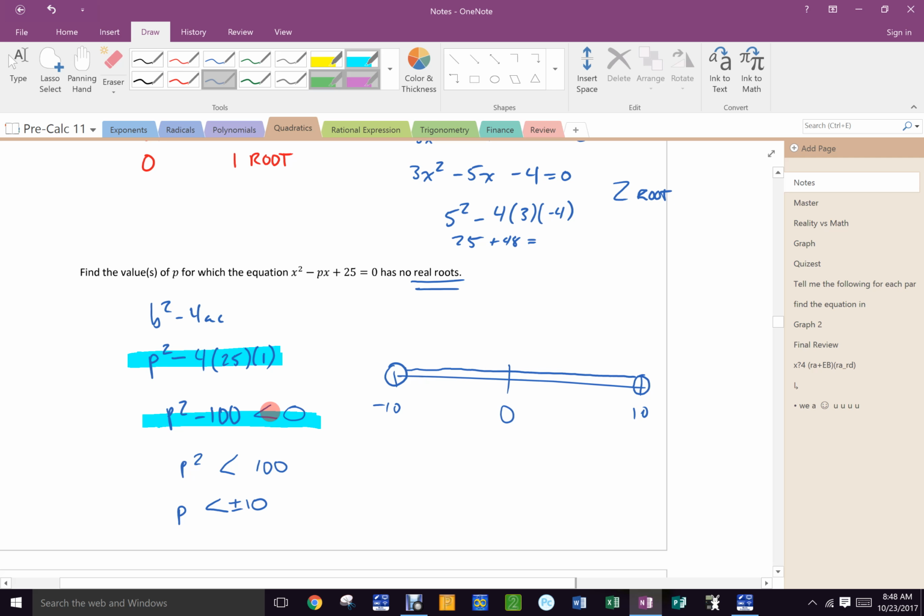You recognize that I have to be lower than 10, correct? You also recognize that negative 10 is lower than 10, isn't it? Which should mean if it was only lower than 10, I should be able to use negative 11, shouldn't I? Except, what is negative 11 squared? Positive 121. 121 minus 100 is not less than 0. That is why I can only have values in the middle here.